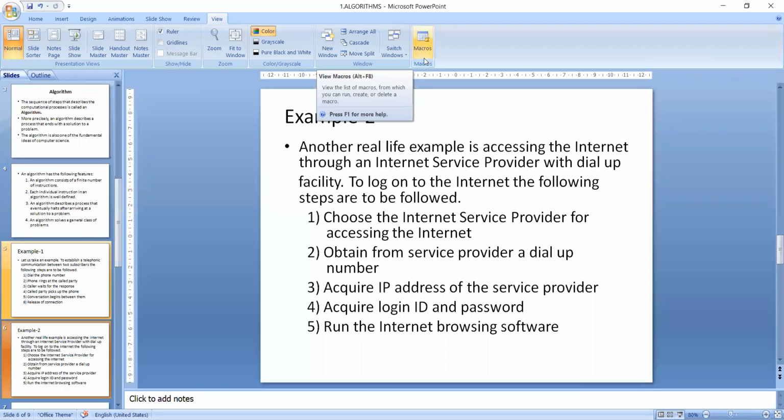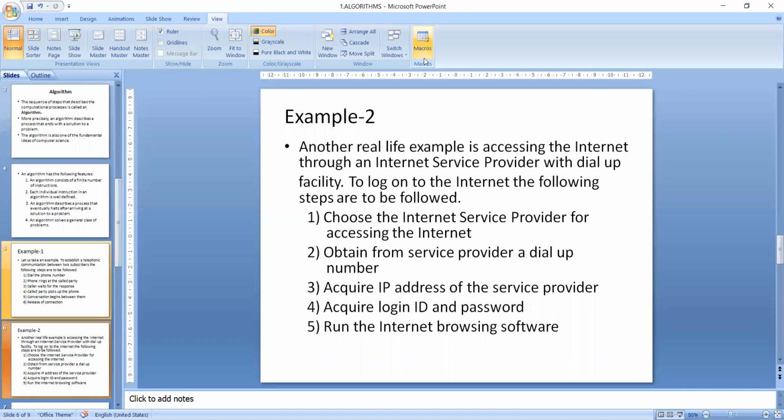This is the very important and main thing. This IP address is the main thing, because only through this IP address are we connecting to the internet. Step 4, we also need to acquire a login ID and password for our personal communication.